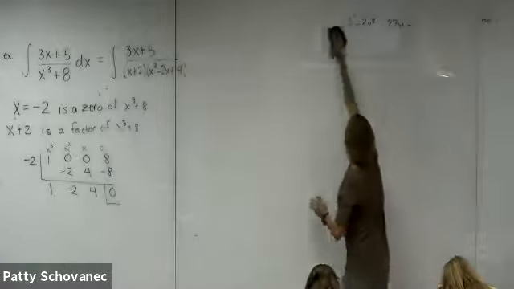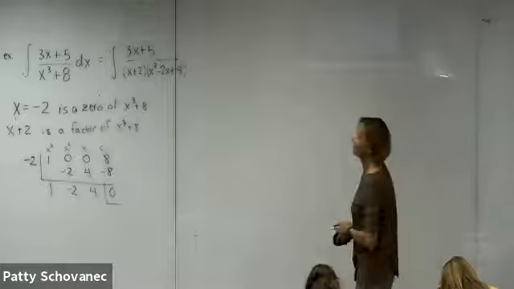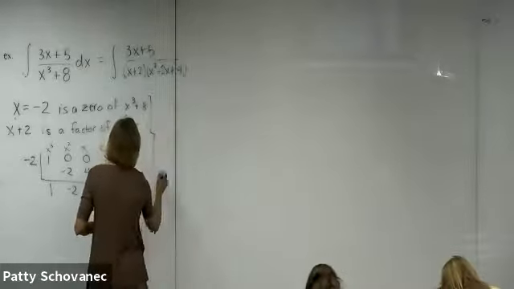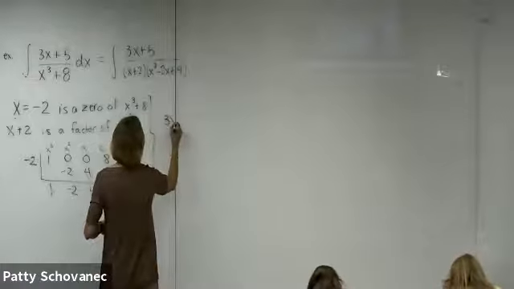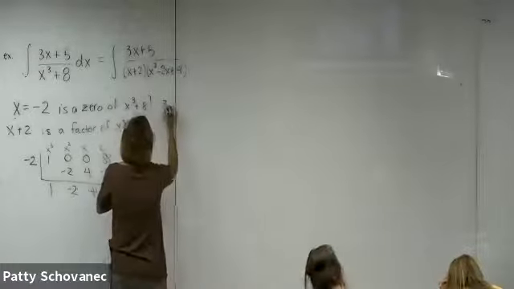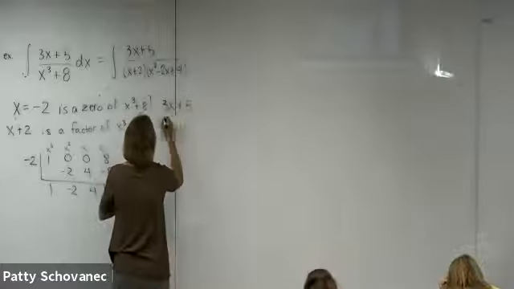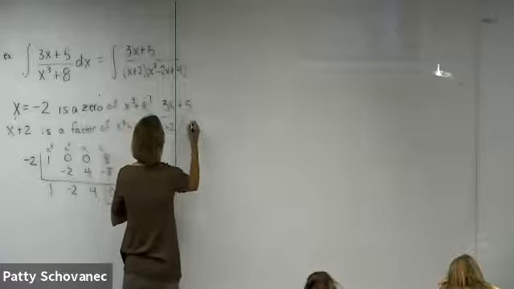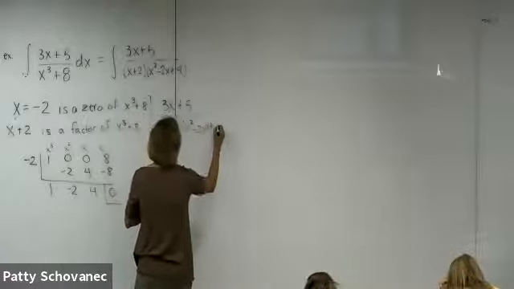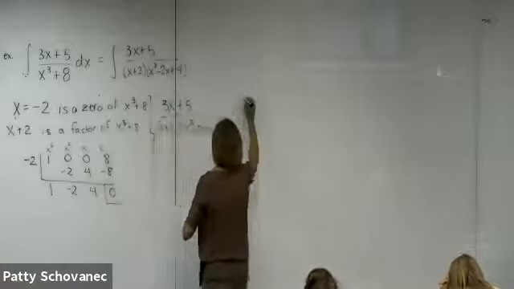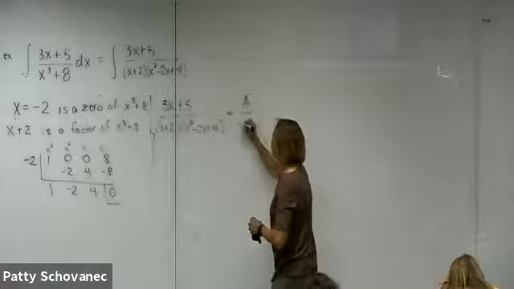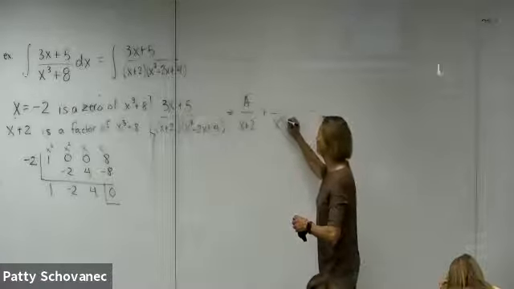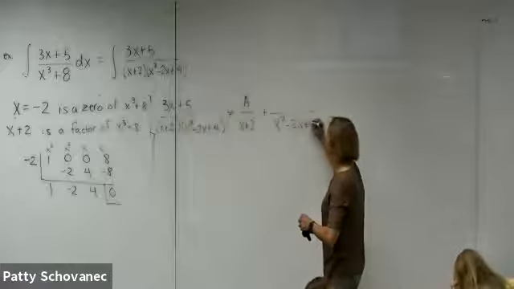All right, so let's break that up. So we got 3x, let me move that up just a little bit. 3x plus 5 over x plus 2, x squared minus 2x plus 4 is equal to A over x plus 2. And then my other one's a quadratic factor, so we need a Bx plus C.